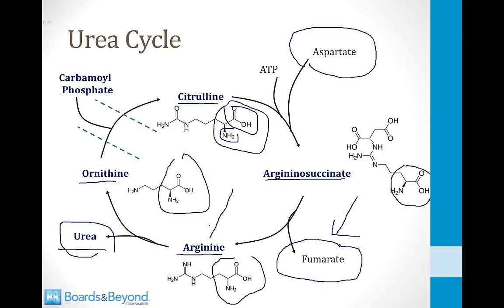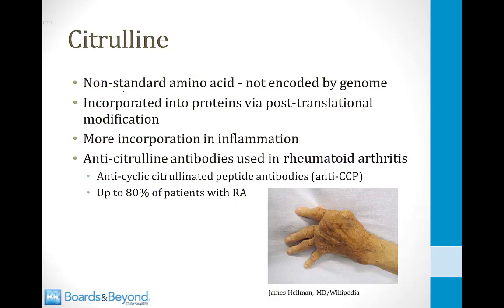Only arginine is a standard amino acid and coded by our genome. The other three structures are non-standard amino acids. They can be synthesized as part of the urea cycle or other metabolic pathways, but they are not coded for by our genome. Along those lines, let me mention citrulline. It is a non-standard amino acid, as I said before, not encoded by our genome, but it can be incorporated into proteins via post-translational modification.